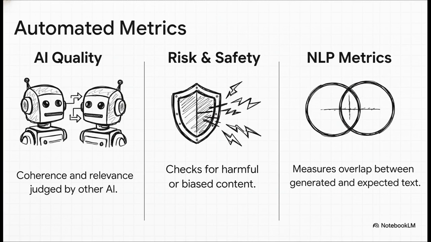So what are these automated systems looking for? Well, they often use another powerful AI to judge things like coherence and relevance. They also have a huge role in risk and safety, automatically scanning for any harmful or biased content. And they use classic techniques from natural language processing, or NLP, to measure things like how much the AI's answer overlaps with a perfect answer.